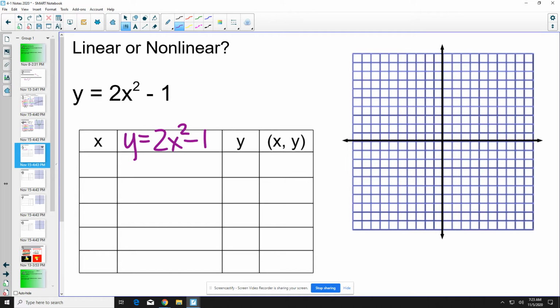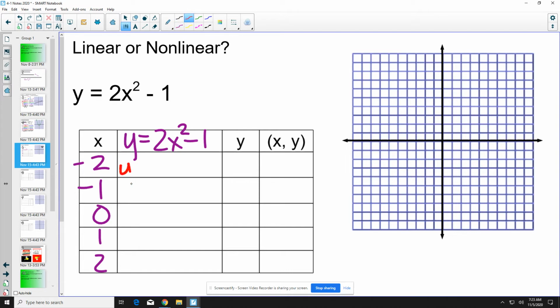All right, what we're doing on this one is we're taking x to the second, then multiplying by 2, and then subtracting 1. So I'm not really dividing by a number, so I don't have to worry about my numbers that I pick for x being able to divide by a certain number evenly. So let's just do this. Put a -2, -1, 0, 1, and 2 in for x. And we'll go through this together.